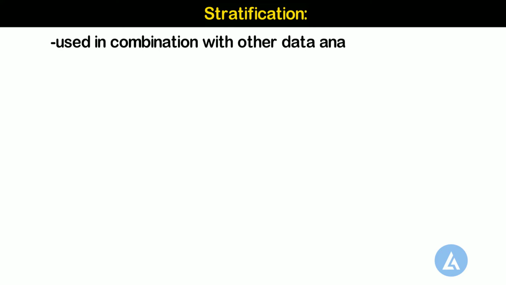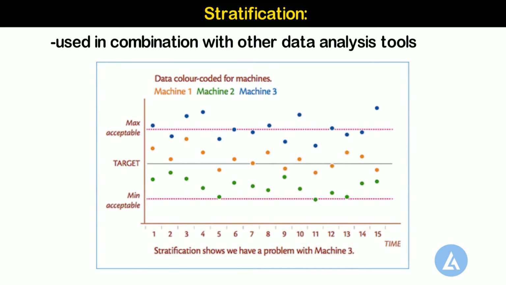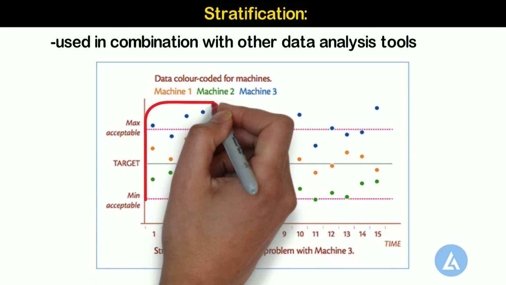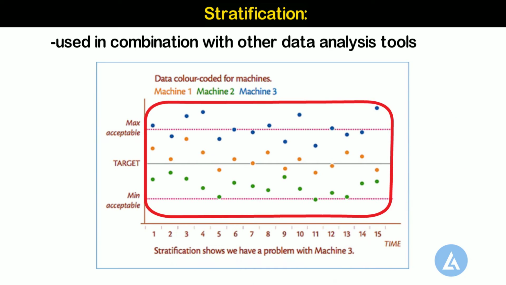Stratification. Stratification is a technique used in combination with other data analysis tools. When data from a variety of sources or categories have been lumped together, the meaning of the data can be impossible to see. This technique separates the data so that patterns can be seen.